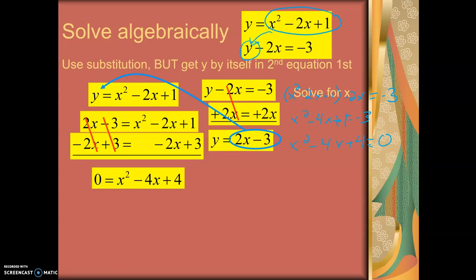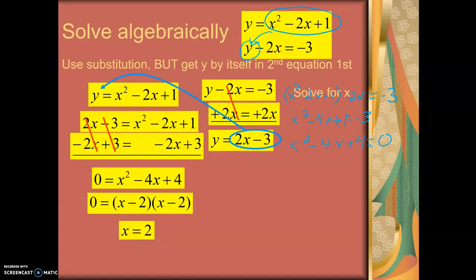Choose life, factor. If you must, then do the quadratic formula, or yikes, solve by completing the square. But nobody ever really does that. Anyway, this factors out to x minus 2 times x minus 2. If I put those both equal to 0 in the same equation, I get x is equal to 2.